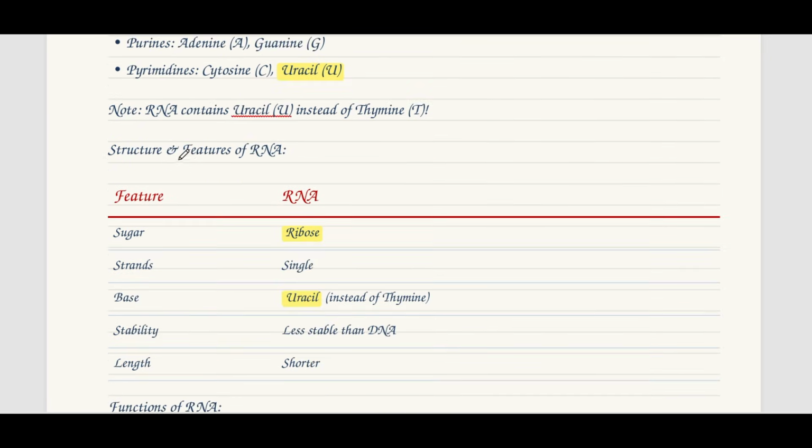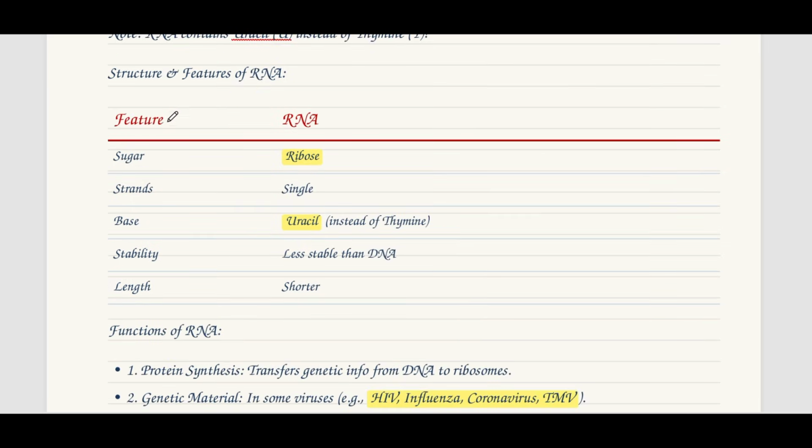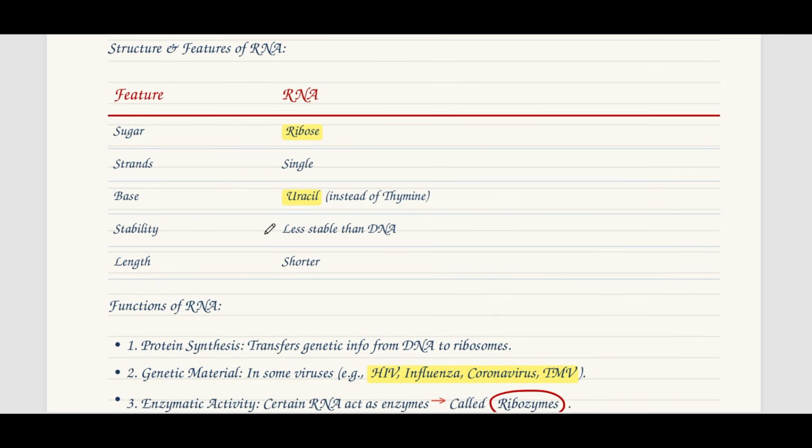Now the structure and features of the RNA. The sugar present in RNA is ribose sugar. It is a single stranded base. Uracil is there instead of thymine. Stability is less than the DNA, because DNA is double stranded and RNA is single stranded. Length is also shorter than the DNA.